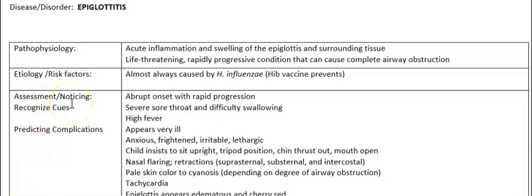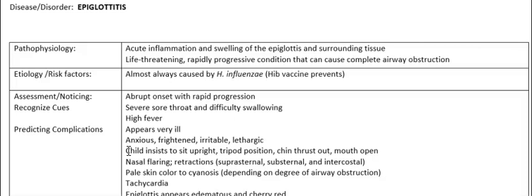All right, assessment, noticing, recognizing cues. What are we going to see with our signs and symptoms? Again, abrupt onset with rapid progression, severe sore throat, difficulty swallowing, high fever. They're going to appear very ill, anxious, frightened, irritable, lethargic. Anytime there's concern with the airway not being patent and having problems breathing, that anxiety can come about, the feeling of doom can come about in a patient. The child insists on sitting upright, tripod position, chin thrust out, mouth open. They're positioning themselves in order to have better gas exchange, better airflow.